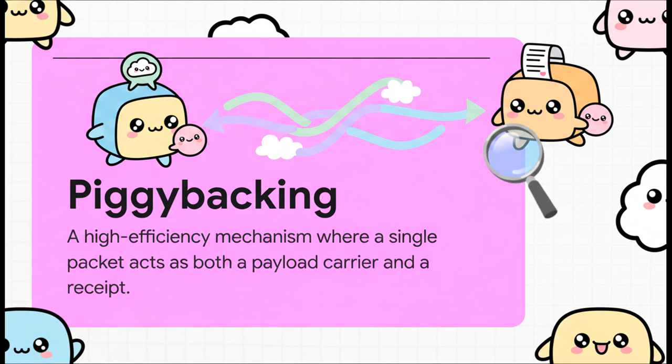And, to squeeze out maximum performance without totally wasting bandwidth, we use this brilliant little concept called piggybacking. So instead of wasting valuable network space by sending blank, empty receipts back and forth, our engine seamlessly weaves the data flow and the confirmation flow together. Every packet does double duty. It carries new payload data to its destination, and simultaneously, it carries the receipt for the data it just got from the other side.